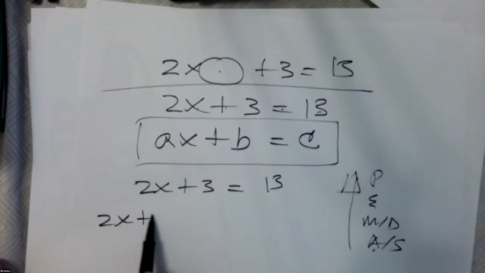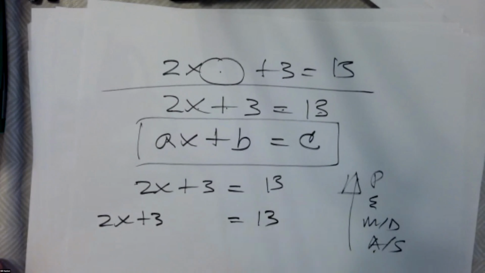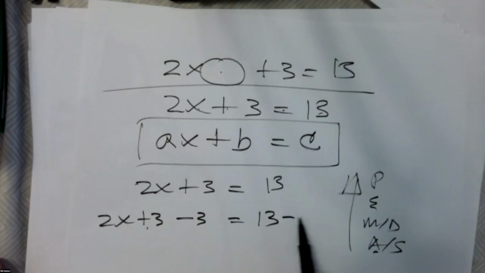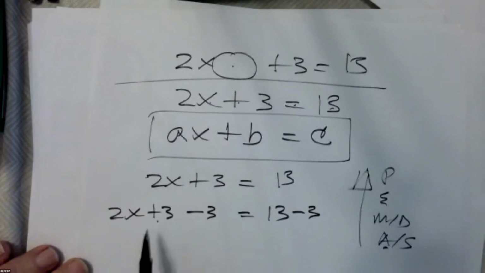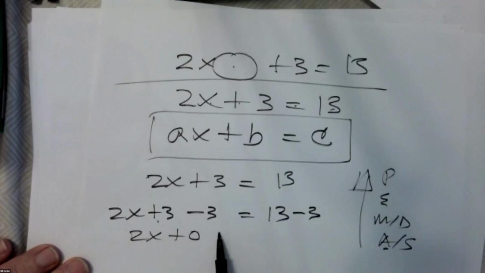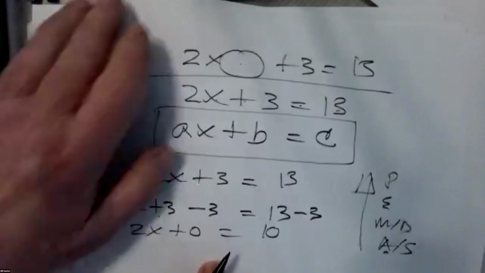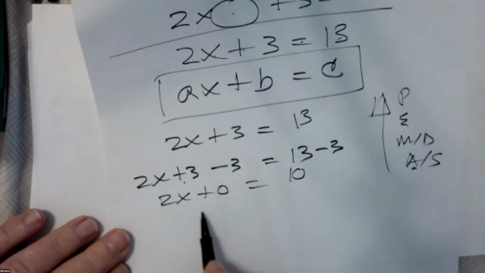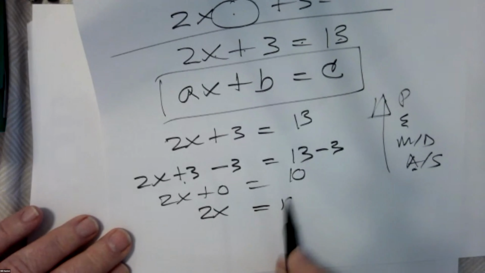So here's my problem, 2x plus 3 equals 13. I have an addition, how do I get rid of it? I subtract 3 from both sides. So now I have 2x plus 0 equals 10. Now, 2x plus 0 is 2x. That's just by identity. So 2x equals 10.